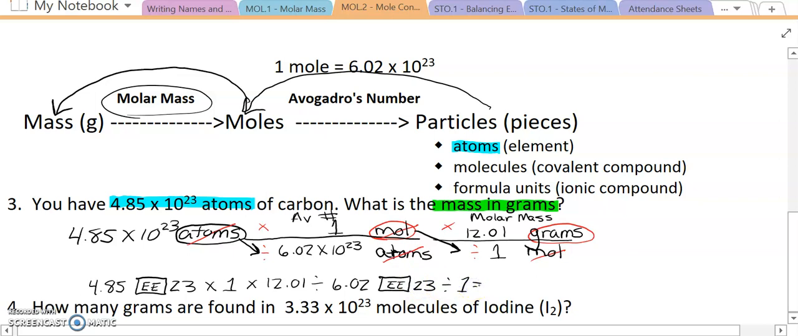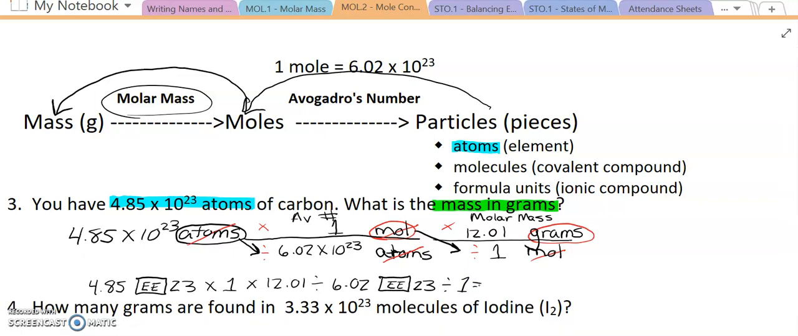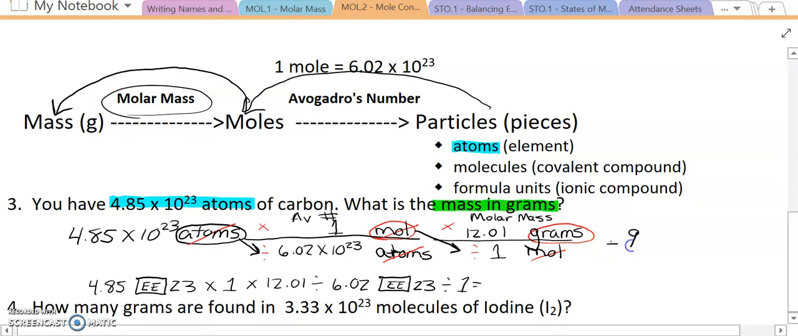And my calculator is going to come out with 4.85 exponential key 23 times 1 times 12.01 divided by 6.02 exponential key 23 divided by 1, and then I hit equals, and I am going to come out with, hang on, calculator error. I'm going to come out with 9.67. Oh, it's 9.675, so I'm going to say 9.68 grams.